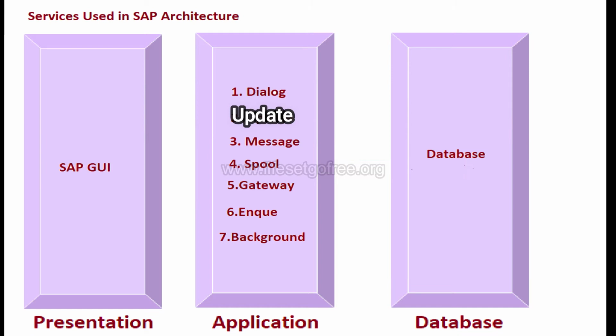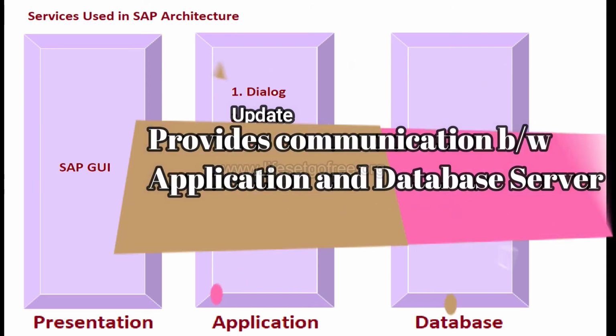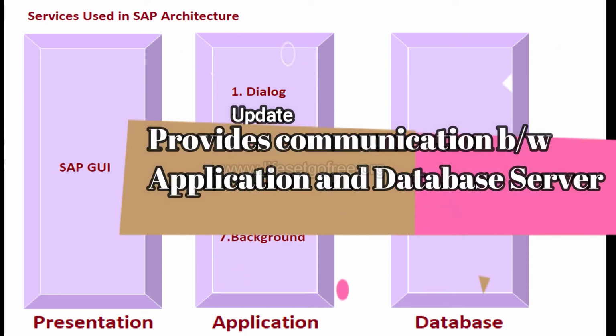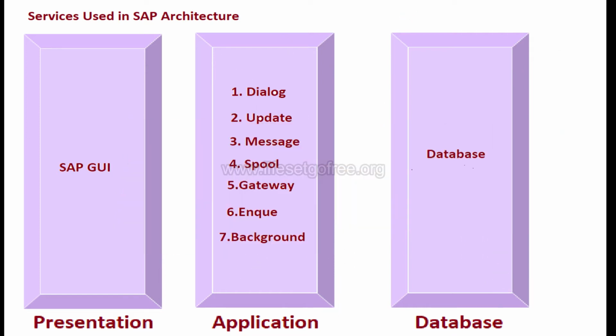Okay, second one is the update service. What is update service? That means it will update. It provides the interface between the application server and the database server. These two services are very important in the R3 architecture. See, don't forget, I will also explain what is R1, R2, R3. So this is very important before starting these three architectures. So just remember, I mean understand the services here. Okay.